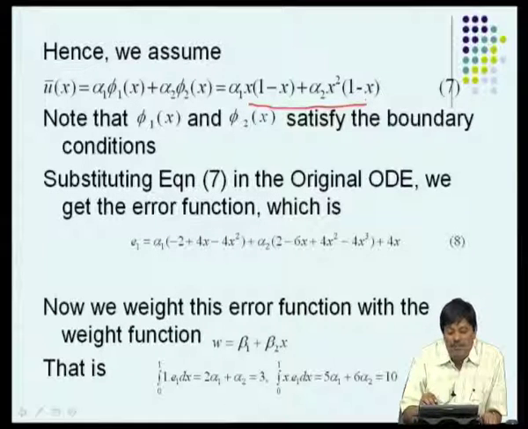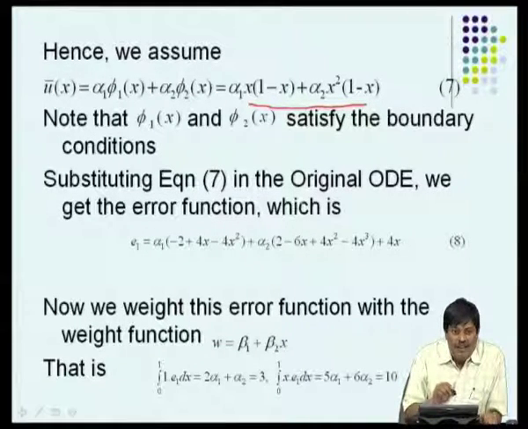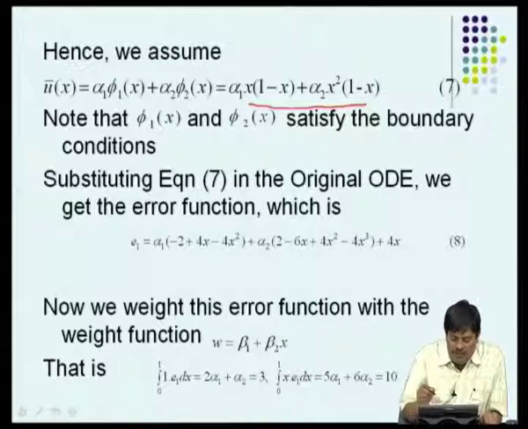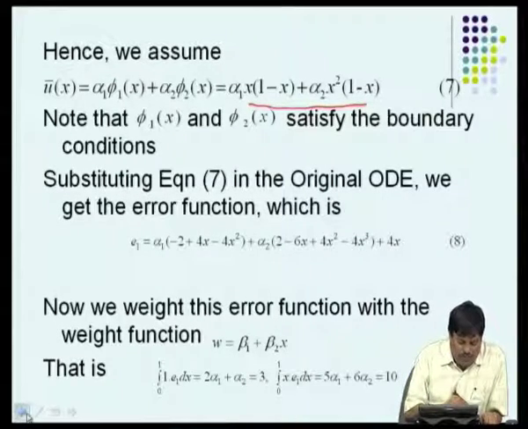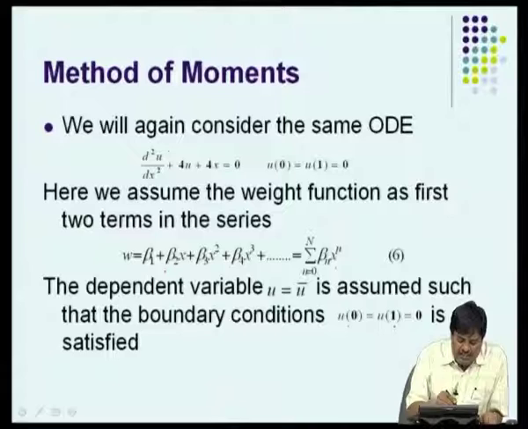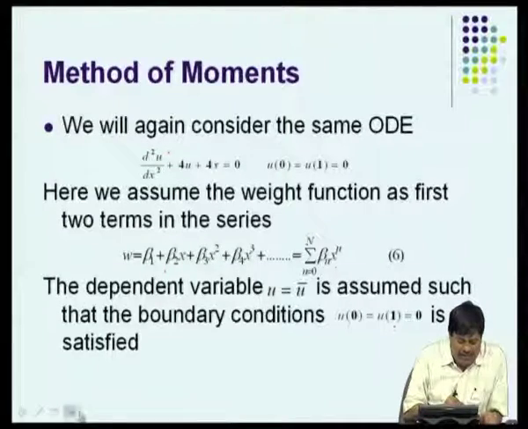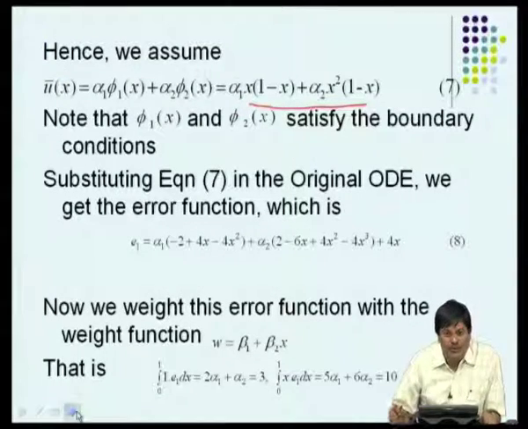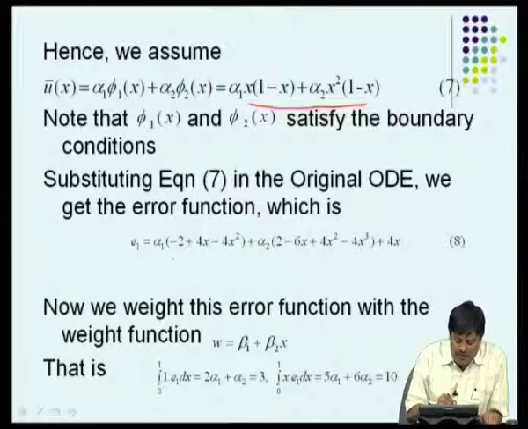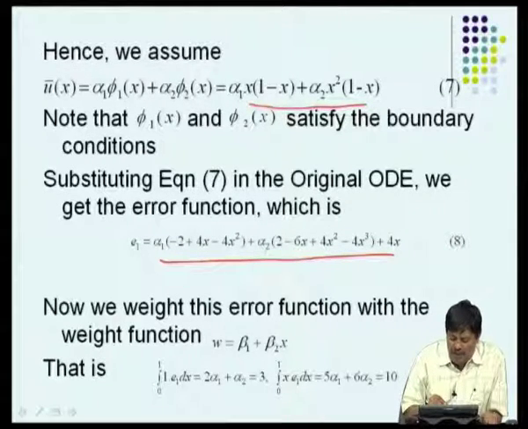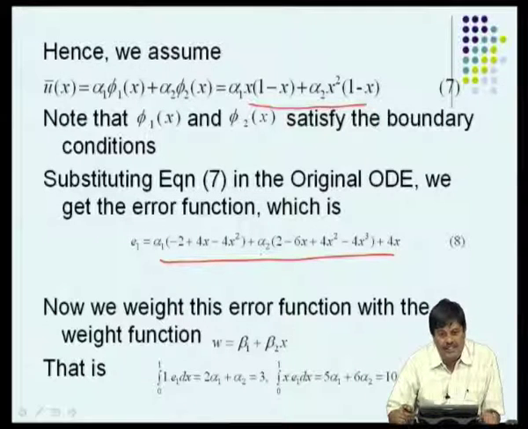x square into (1 minus x) is again a second function which goes to 0 at x equal to 0 and x equal to 1. Now we substitute this equation into this equation and we get a residue, and this residue is given by this, which is a function of alpha 1 and alpha 2, which we need to determine.